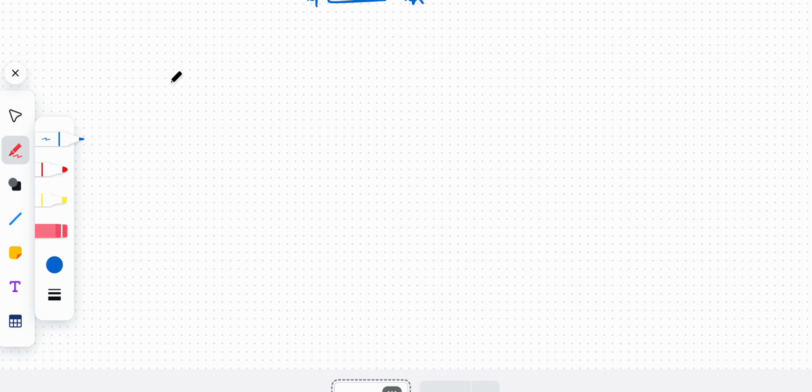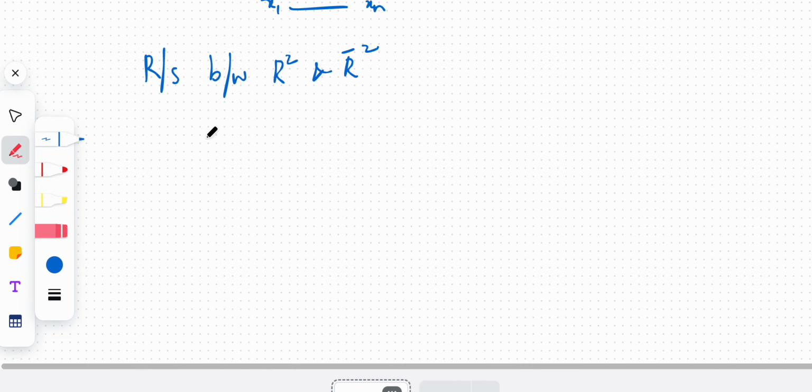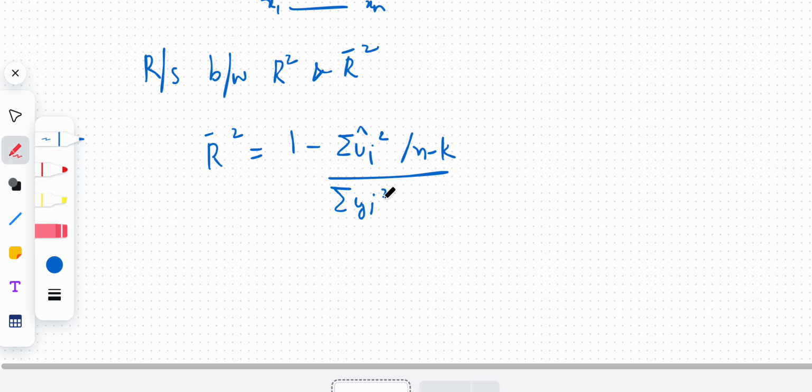Now going ahead would be the relationship between R square and adjusted R square. Now I know my adjusted R square, which I just discussed. It was something like this right here, right?